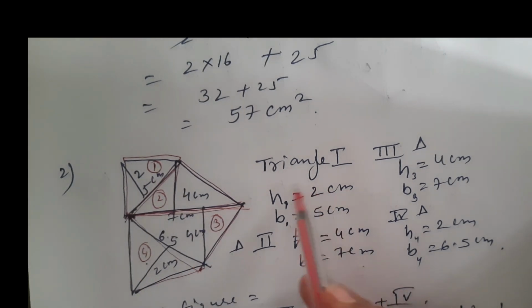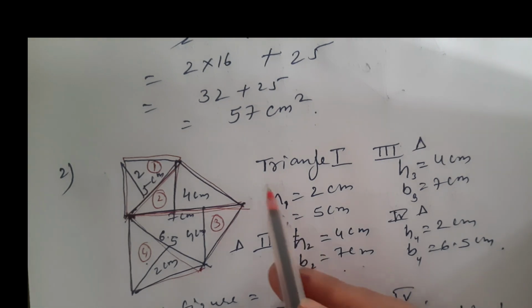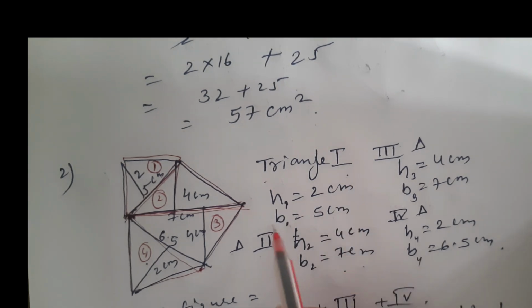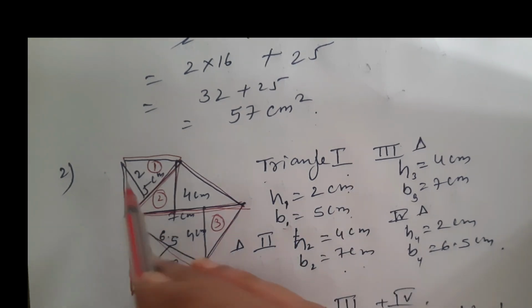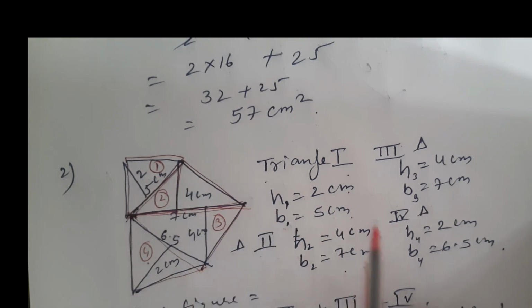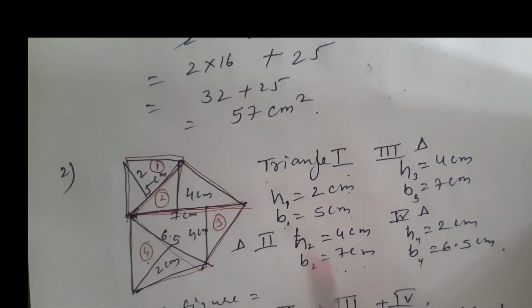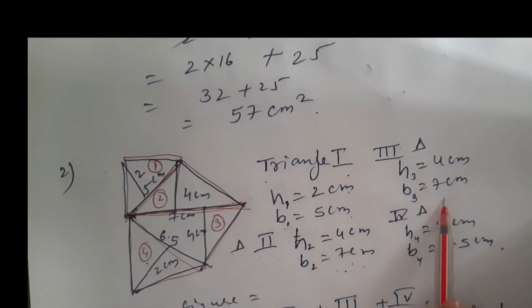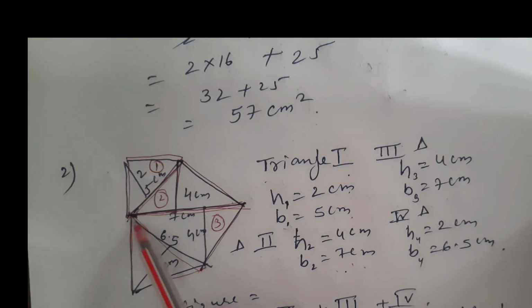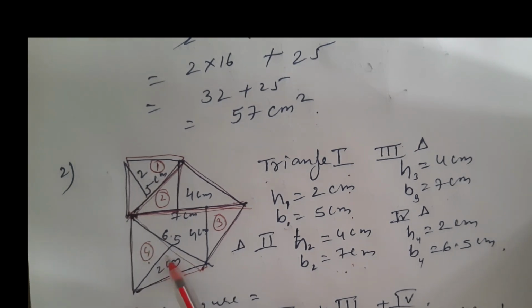So here all the data we are writing out. For the first triangle, height is 2 and base is 5. For the second triangle, height is 4, base is 7. For the third triangle, base is 7, height is 4. Whereas for the fourth triangle, base is 6.5, height is 2.